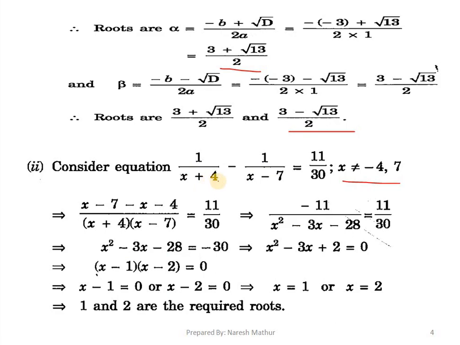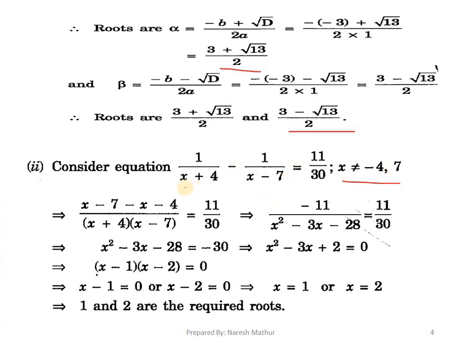Here we have x plus 4. So if x equals minus 4, then minus 4 plus 4 becomes 0. So 1 by 0 will become infinite, and we cannot solve it further. Therefore, similarly for x minus 7, x can't be equal to 7, because 7 minus 7 will become 0. That's why wherever we have a denominator in algebraic form, we always write that x is not equal to this. It means x can have any value except these values.